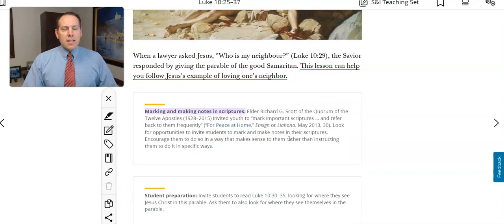There are some great ideas, and I want to share just a couple associated with that, all towards that end. This call-out box invites us to mark and make notes in scriptures, and so I'm going to share a few ideas for that. As we help students to interact with the scriptures, it's active learning, but it also draws them to a place where the Spirit can testify of doctrines and principles that could lead to Christ-like behavior.